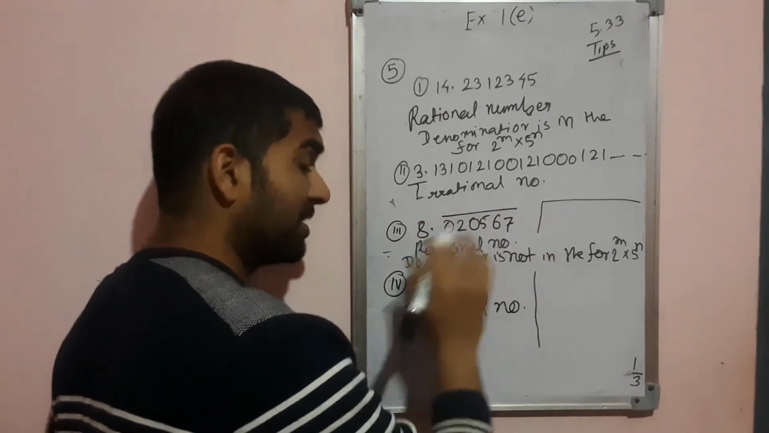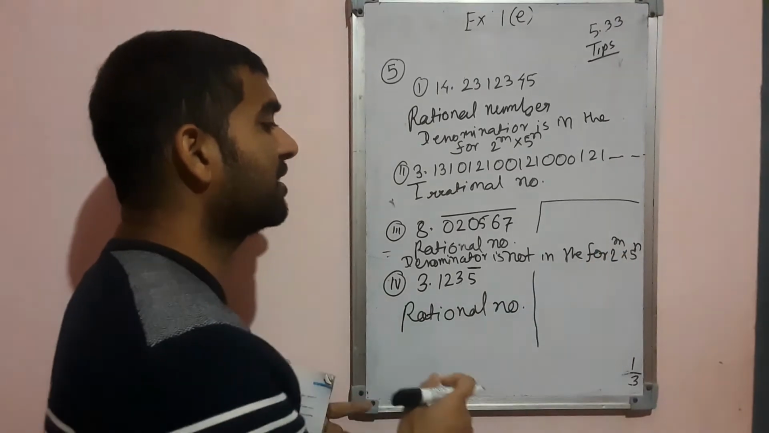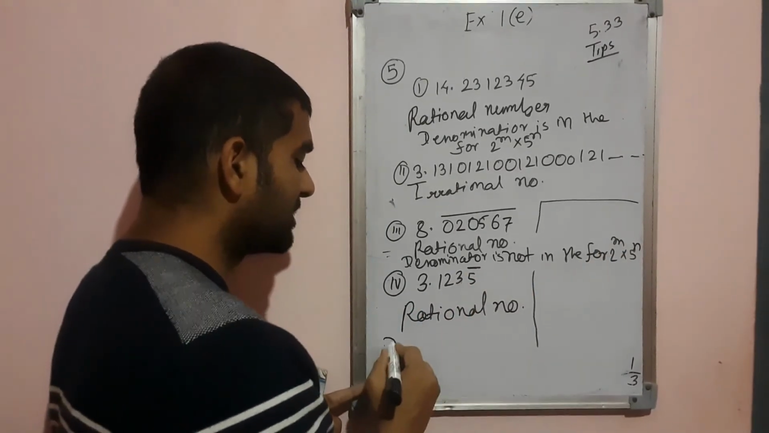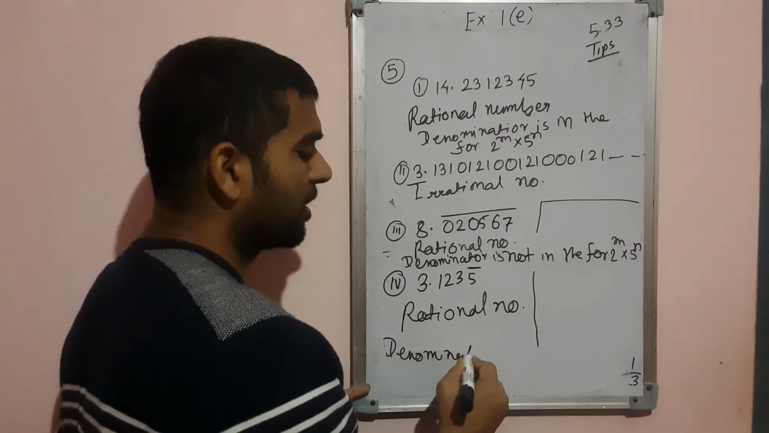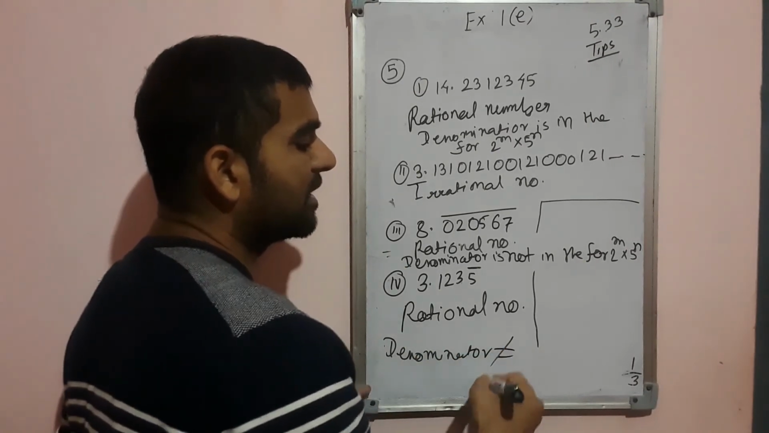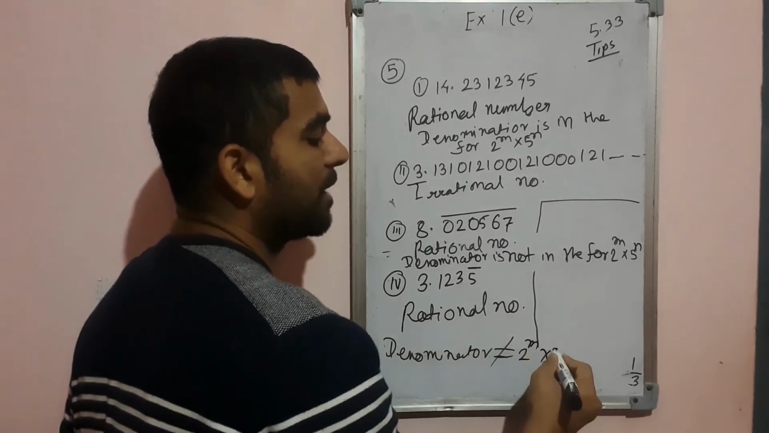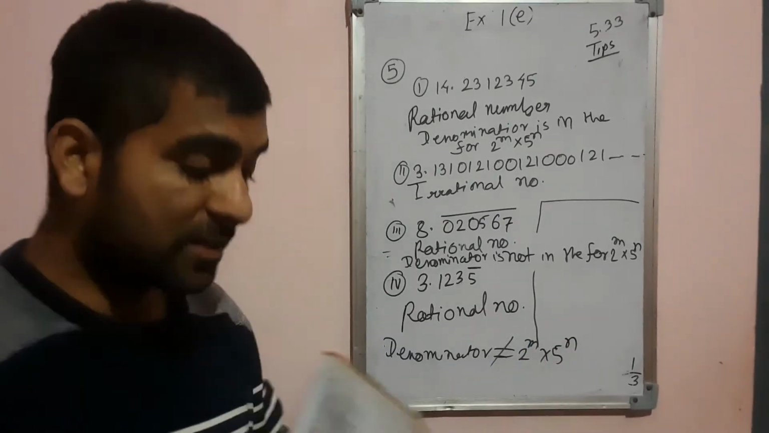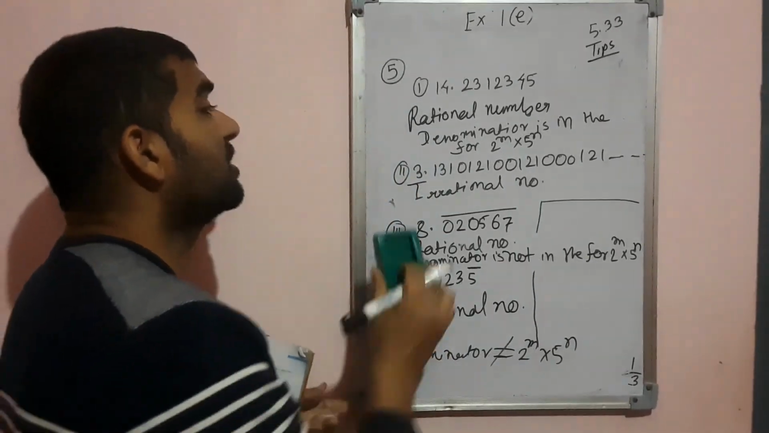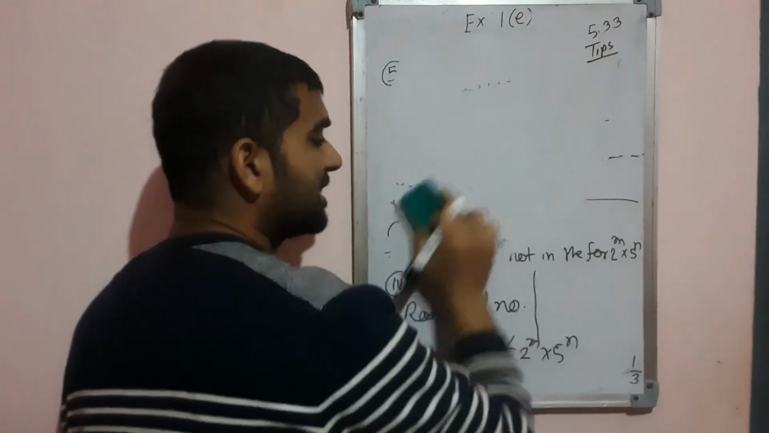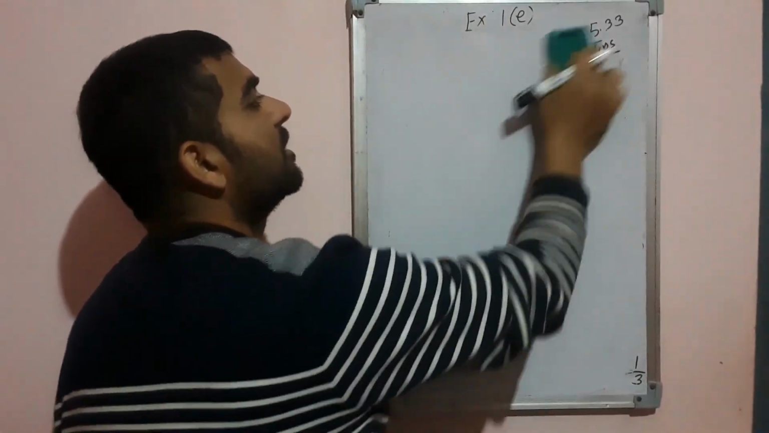I said when there is a bar, you cannot write the denominator in this form, right? So we will write the same answer, denominator not in the form of 2 power m into 5 power n. So let us move to question number 8, which is quite similar to this question. Exactly same, similar to question number 5. 8 is exactly similar. Okay. So let us try.